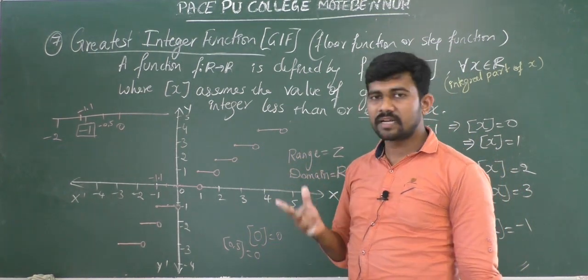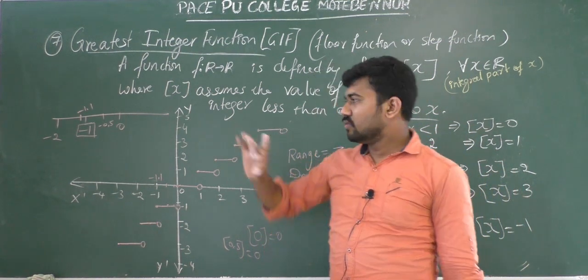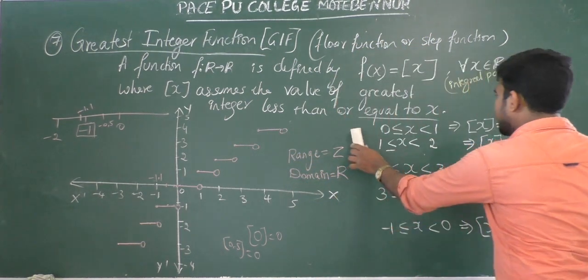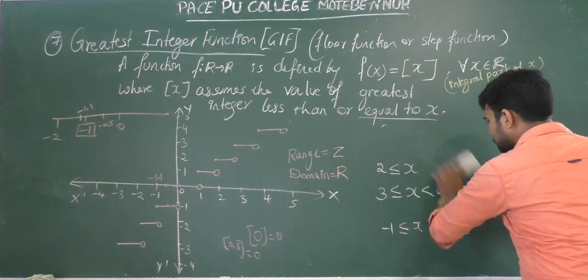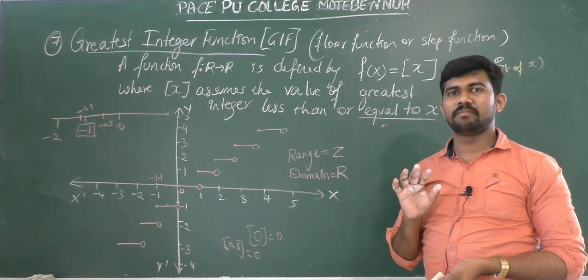So when they ask in the exam to define and draw the graph and write the domain and range, you should answer like this. First, the definition, perfectly written up to here. After writing the definition correctly, draw the graph and write the range and domain, for 5 marks.